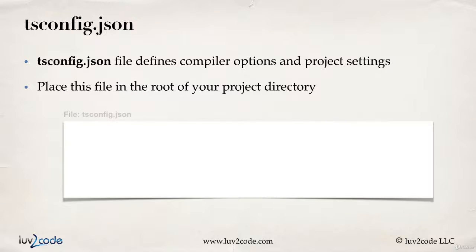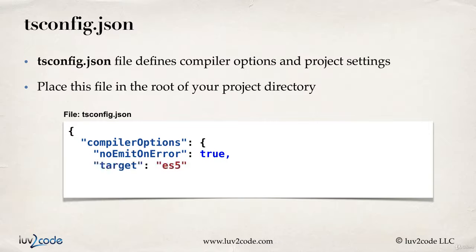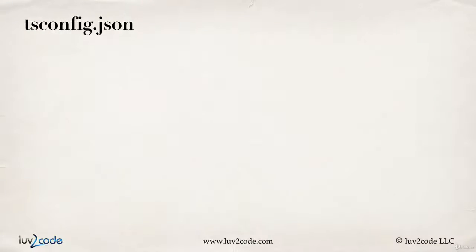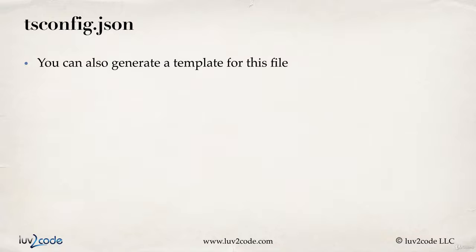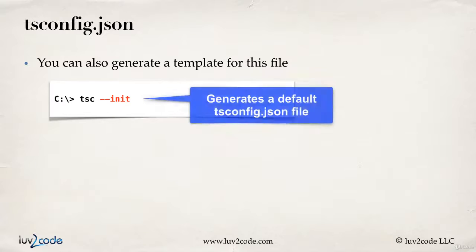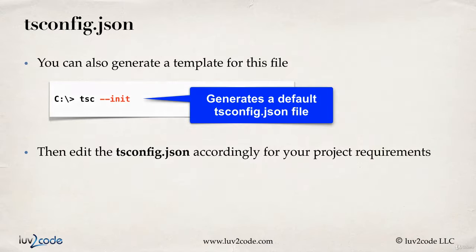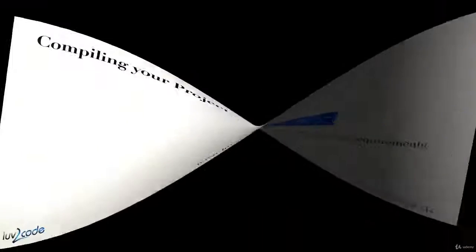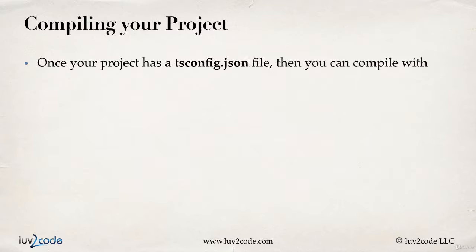So here's a very simple tsconfig.json file. In this config, we're simply setting some compiler options or compiler flags. We set noEmitOnError to true and target to ES5. If you don't want to manually create this file, you can also generate a template for this configuration. In your project directory, you simply say tsc --init, and it'll generate a default tsconfig.json file. Then you simply edit the tsconfig.json file for your project requirements.